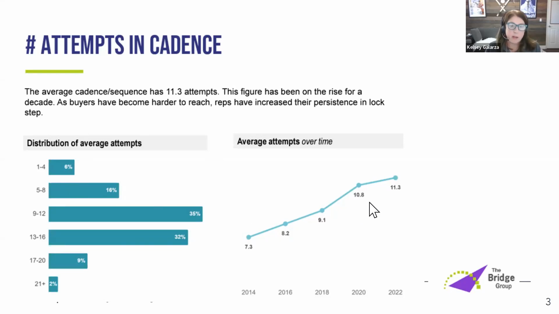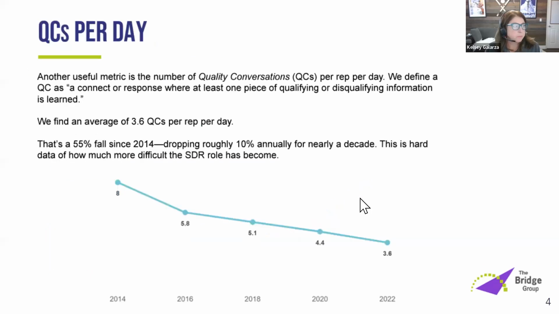But the flip side of this is even worse, that the number of quality conversations is actually going down. So despite the number of efforts going up, the number of quality conversations is going down. Again, this is not your imagination. It's harder than ever to reach people by cold outreach. You have to try for many, many more attempts, and you're still going to have fewer conversations.